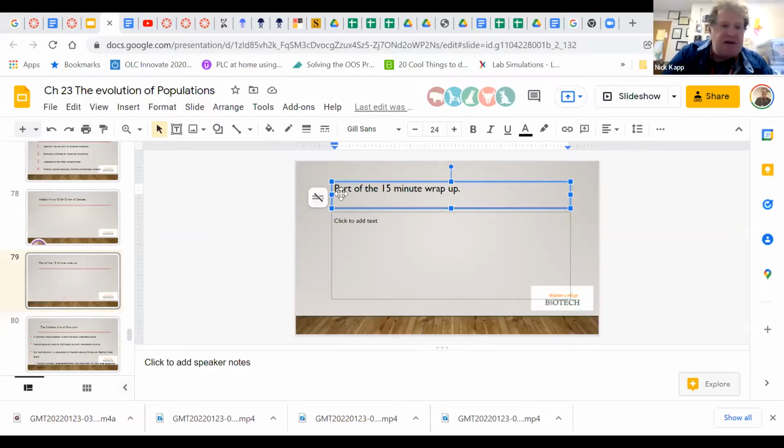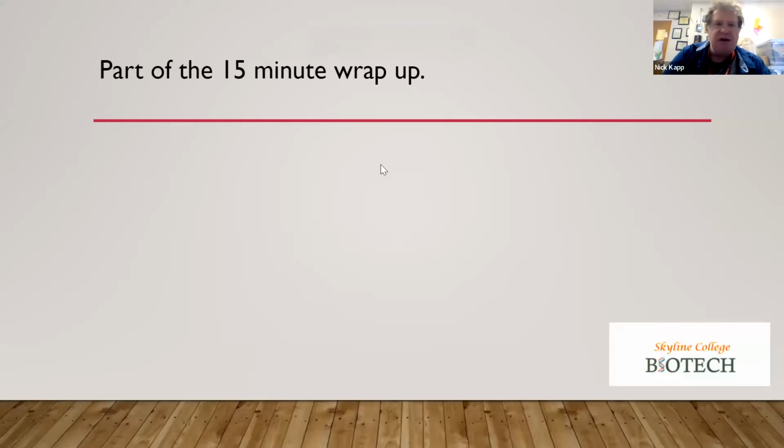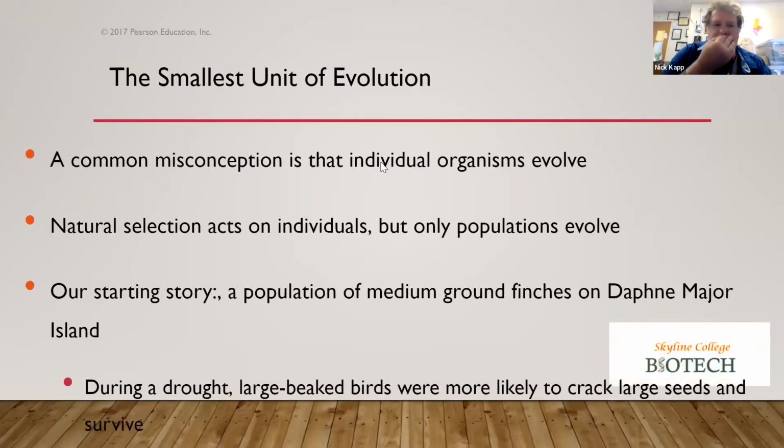And this is the second part of the 15-minute wrap up, which is looking at the evolution of populations. And this is the slideshow that we have here. So this is looking good. And basically, a population, a group of individuals of the same genus and species that can mate with one another, is called a population. And that's what your smallest unit of evolution is going to be.